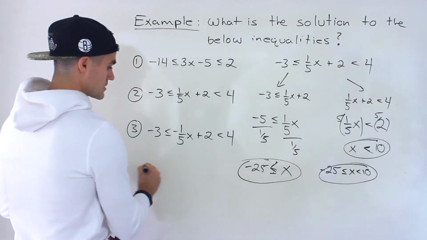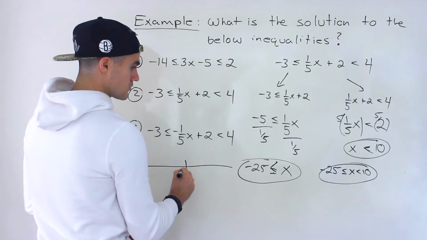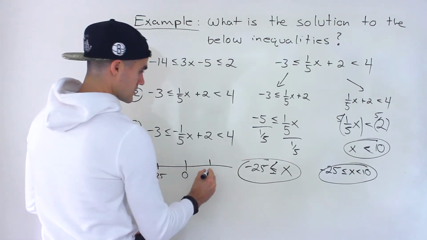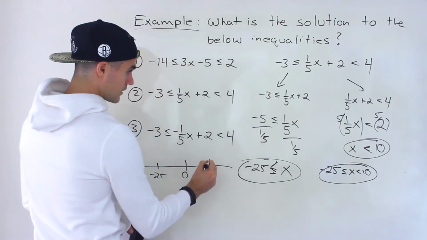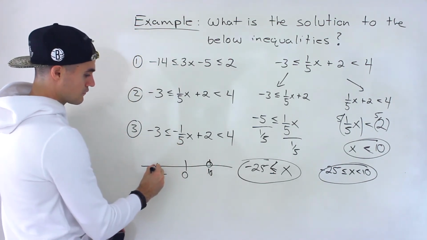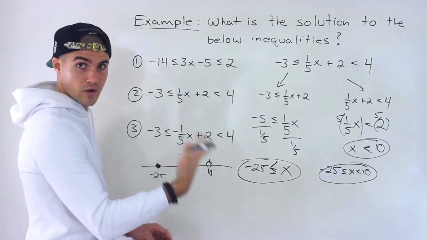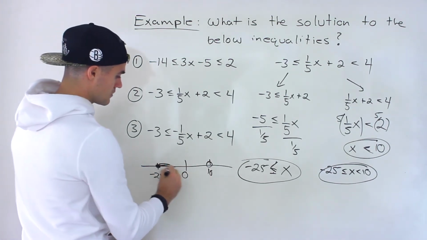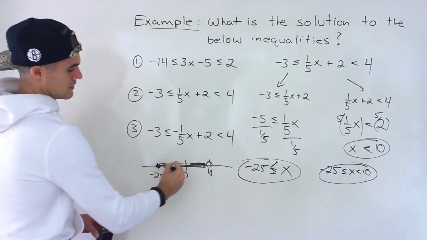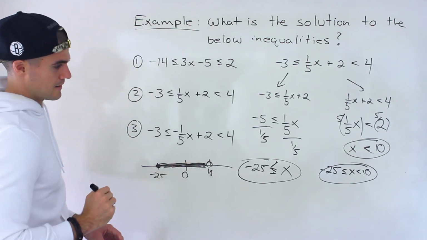If you represent this on a number line, we got 0. Let's say this is negative 25. Let's say this is positive 10. It's not inclusive of the 10. It's just x is less than 10, but it is inclusive of the negative 25. All the x values greater than or equal to negative 25. So filling this in, it would look like that.